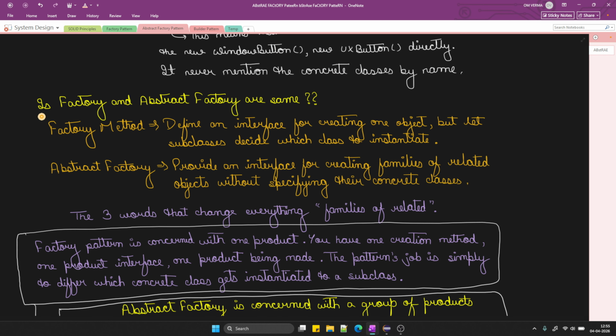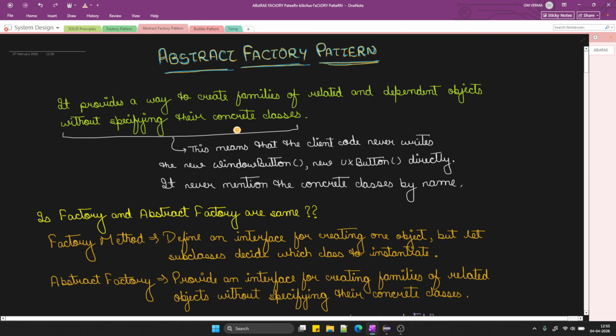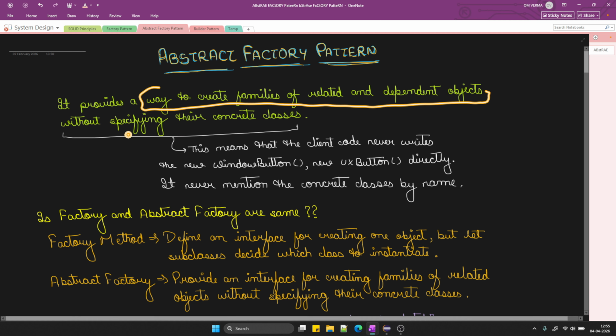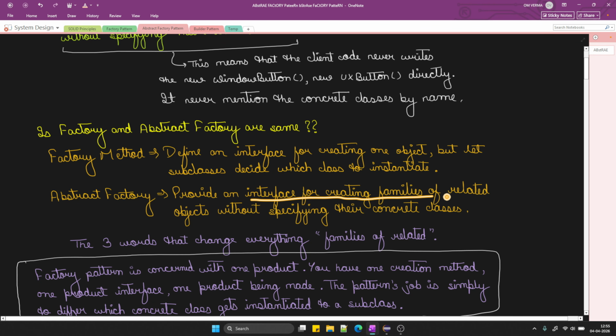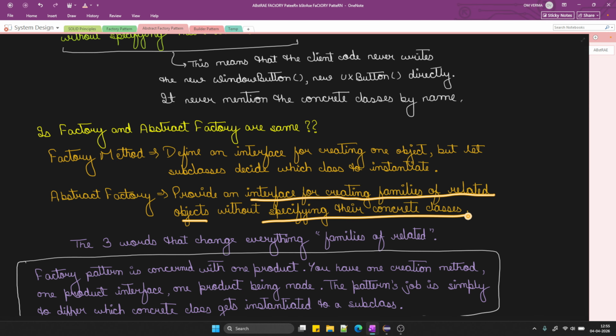Now the million dollar question is: are factory and abstract factory the same? The factory method defines an interface for creating one object, but lets the subclass decide which class to instantiate. The abstract factory provides an interface for creating families of related objects. Just remember this line: it is a way to create a family of related and dependent objects without specifying their concrete classes.